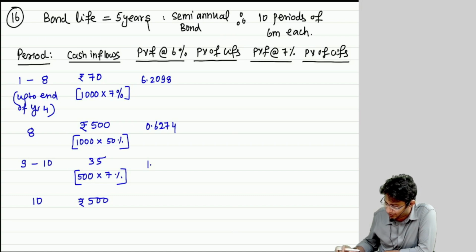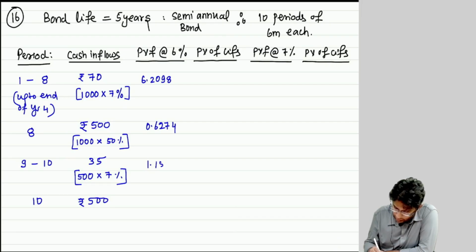You are making me doubt my calculator. 1, 2, 3, 4, 5, 6, 7, 8, 9, 10. 1.1503.